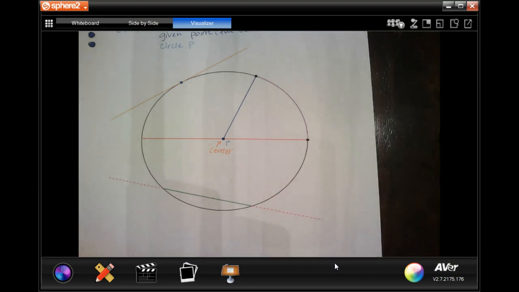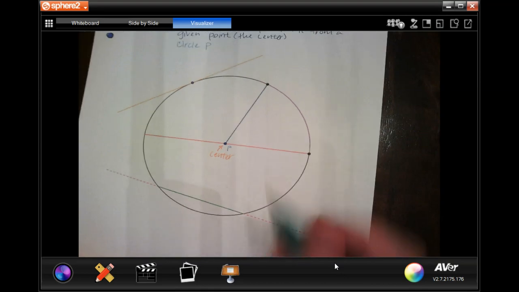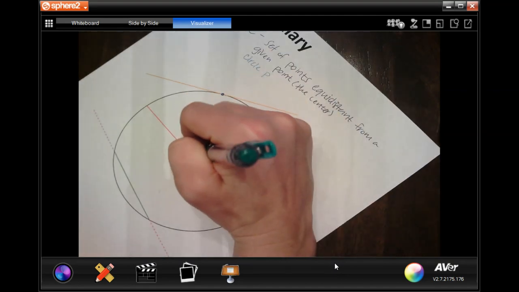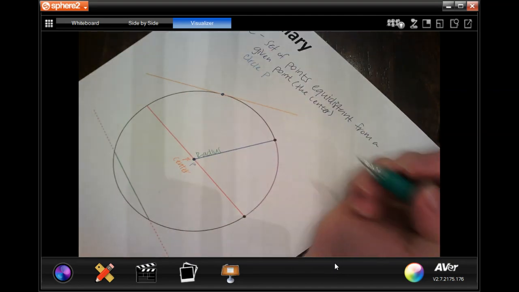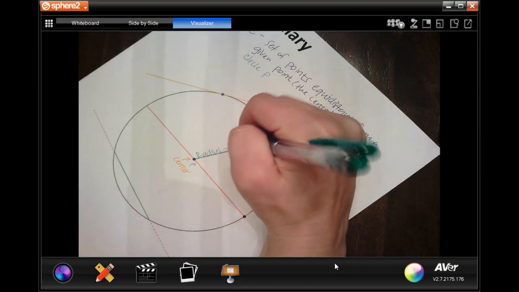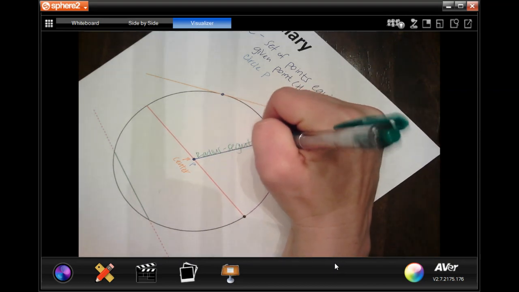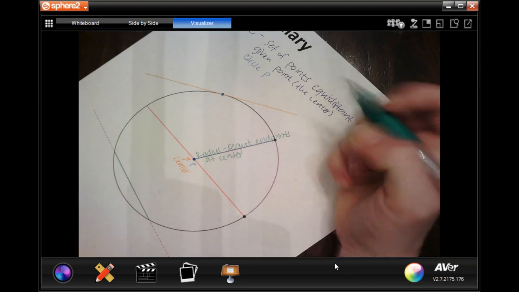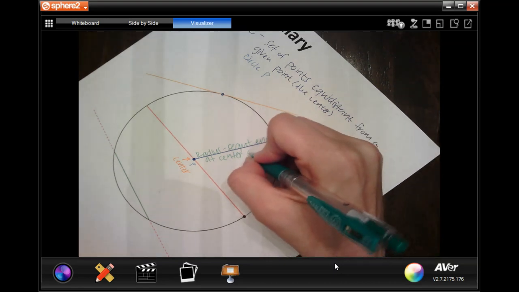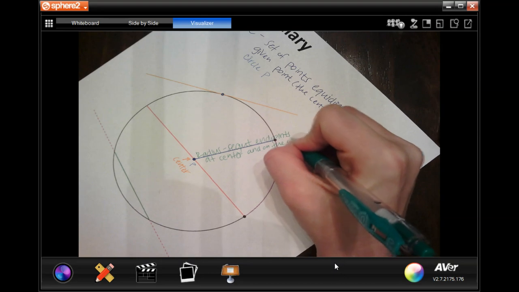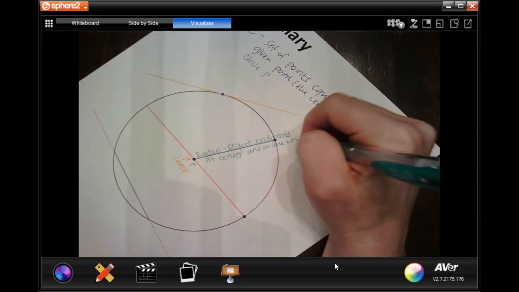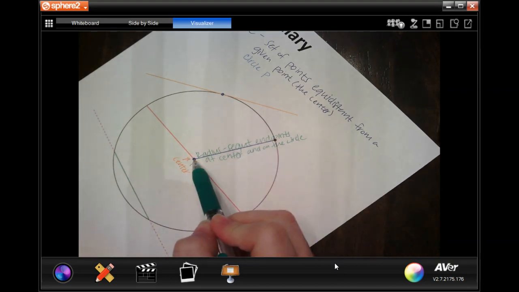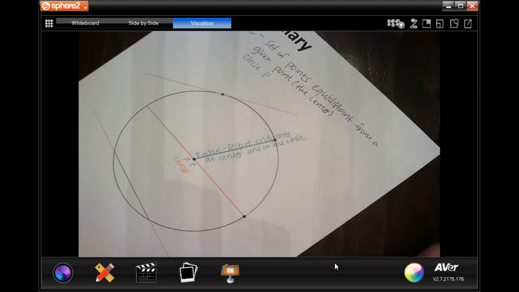All right, let's look at some other lines. We have this line that goes from the center to the outside. From the center to the outside, we know that one is the radius. And this is a segment with endpoints at the center and on the circle. So radius is a segment with endpoints at the center and on the circle.